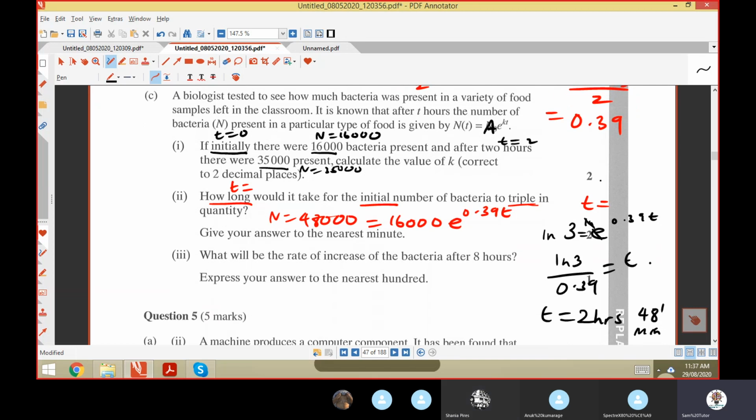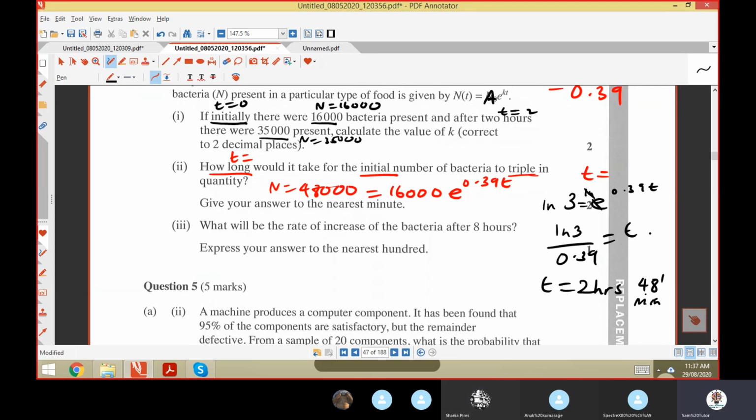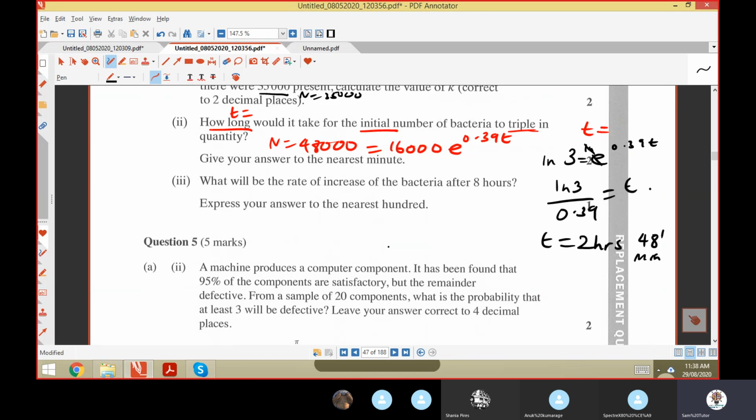Yep. Now, if you got 2 hours and 48 minutes, it's actually incorrect. So if you are off by this one, of course, you lose a mark. It says to the nearest minute. Now, it doesn't mean 0.39 was right either. But the problem is this. So now, you guys got to understand something. The question's asking when will it triple in quantity. Now, if you use K as the exact answer, it should give you this.